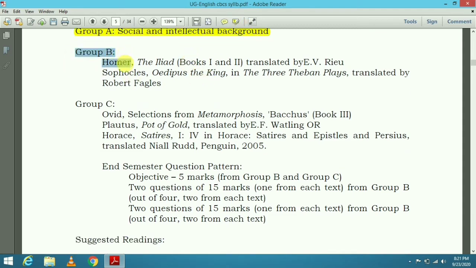In Group B, let's see, Homer, the Iliad, books 1 and 2 only. You don't have to read the entire book, translated by E.V. Rao. And here you have Sophocles, Oedipus the King in Three Theban Plays, translated by Robert Fagles. Here are the texts you have to study.